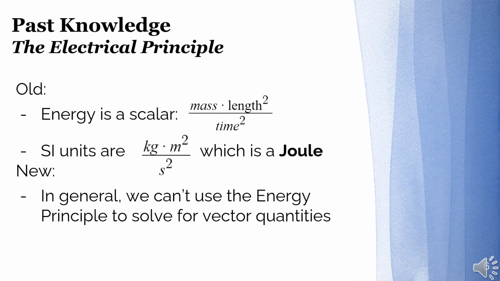Watching this week's lecture videos, I reviewed some ideas I had learned before. For example, I previously knew that energy was a scalar measured in the quantity of mass times length squared divided by time squared, which in SI units is kilograms meters squared over seconds squared, called a joule. However, I did not know that, in general, we can't use the energy principle to solve for vector quantities.